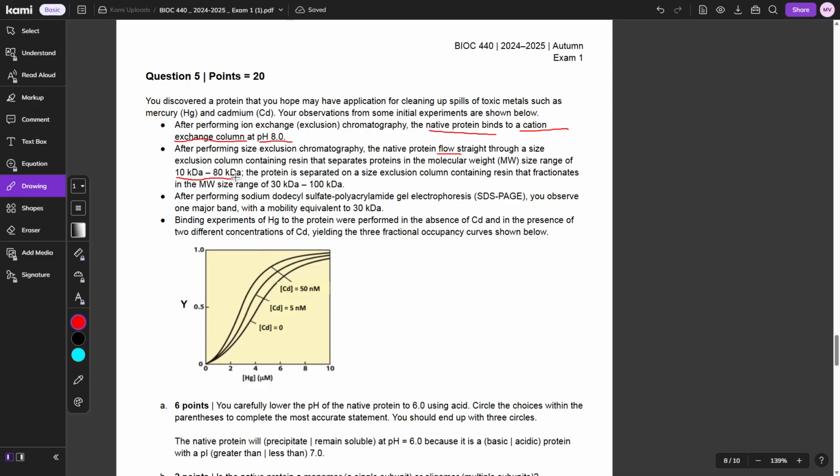Flow straight through there? Yeah, I mean, it's in the range, because O is the bigger. It's too big. Yes. Yeah. It's too big.